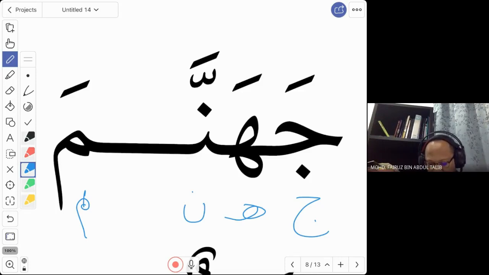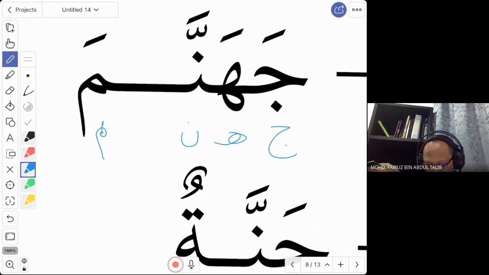It is like having the English letters J, H, N, and M without the vowel. Just like having English letters but without the vowel. So what you need to do is read it with the vowel. What is this vowel above the letter Jim? Is this Fatha, Kasra, or Dhamma? Fatha. So what does it sound like when you have a Fatha? Ja. Yes, you just add an A.